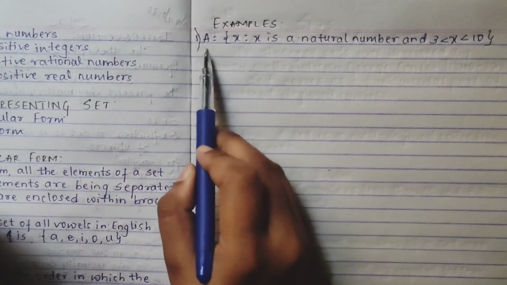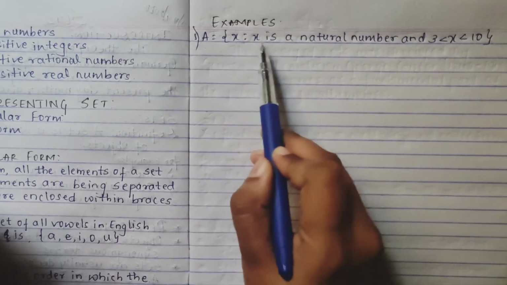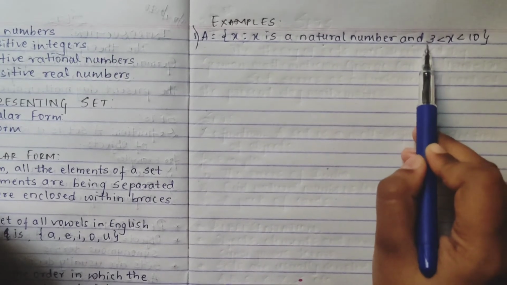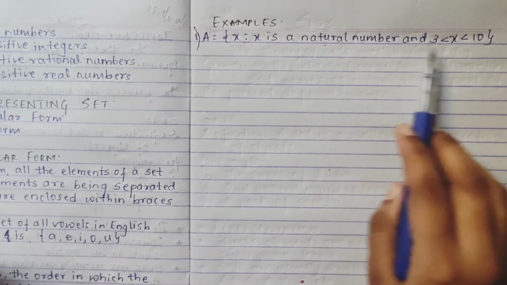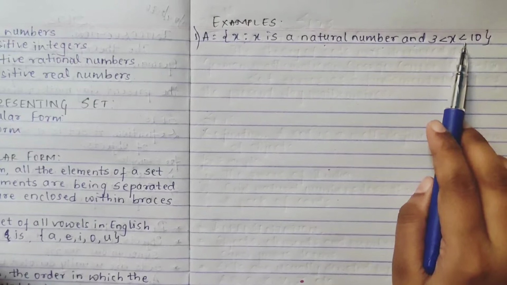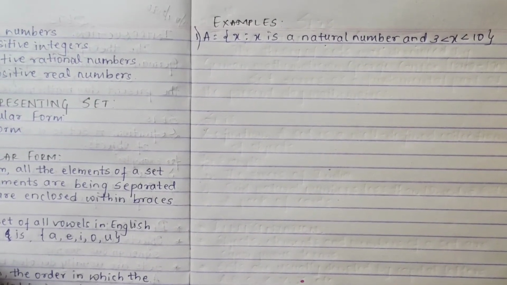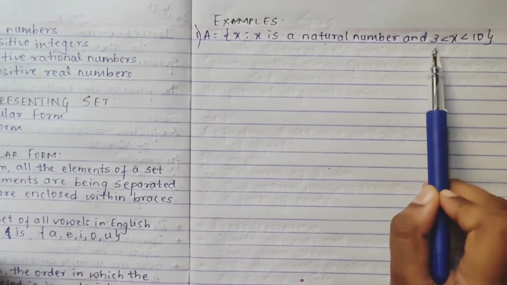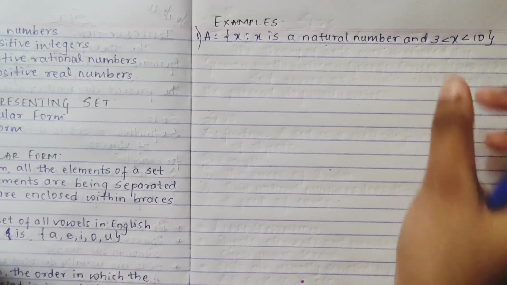See here, one more example I have taken. A, I have written in set builder form only. x such that x is a natural number and x is greater than 3, less than 10. So what it is telling is x is a natural number, and again the condition is x is greater than 3, less than 10. First of all, they are telling natural number. Natural numbers we know start from 1 and the end we don't know, but here they have given the end: it should be greater than 3 and less than 10, which means the numbers should lie between 3 and 10.